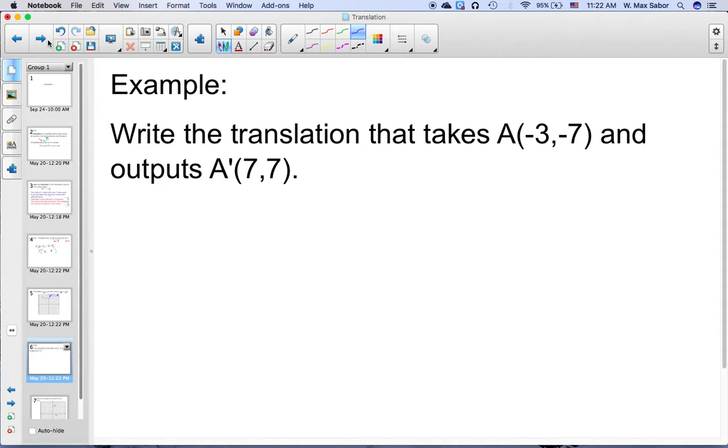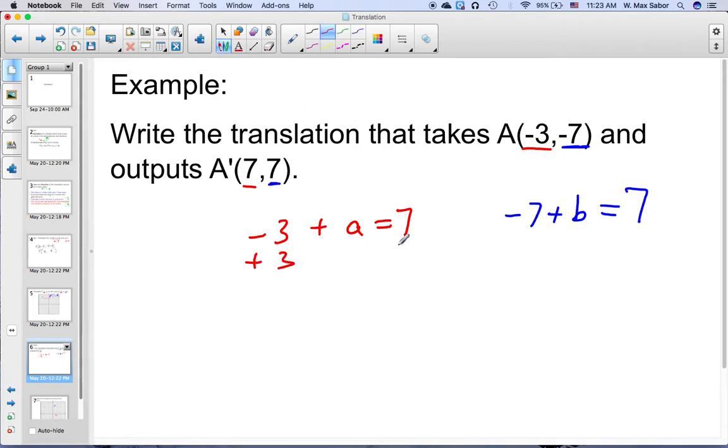Write the translation that takes this and outputs that. Essentially what we're saying is negative 3, and we add something to it, and that'll give us 7. And we're also saying that if we have negative 7, we add something to that, and it gives us 7. So we can solve these equations, and we get how much these had to be translated by.